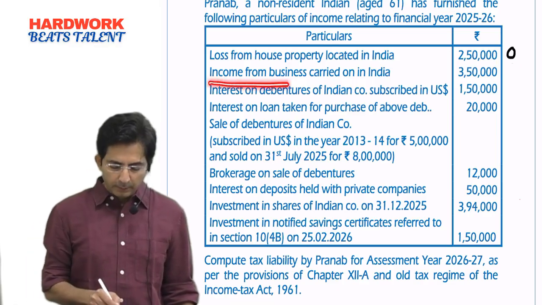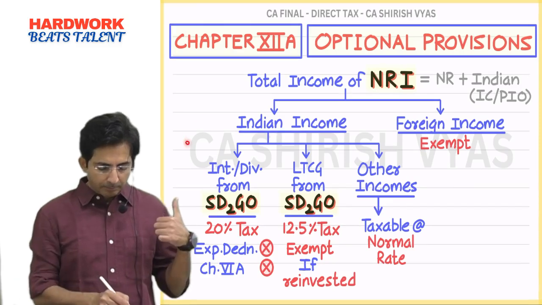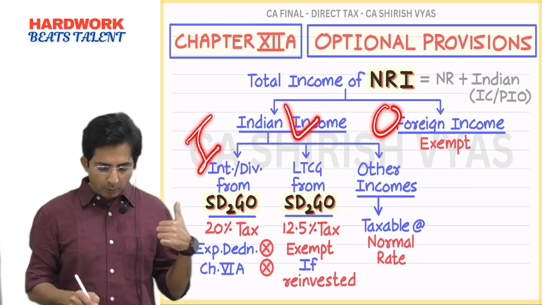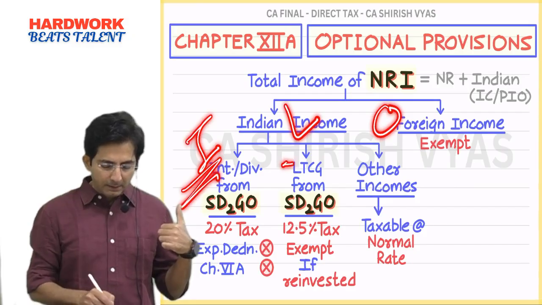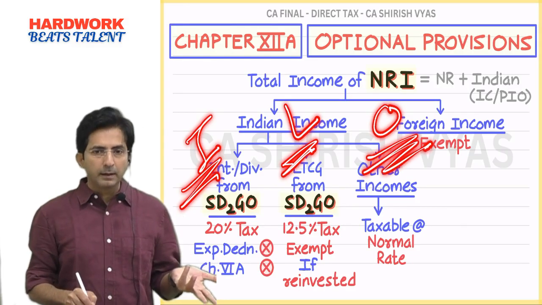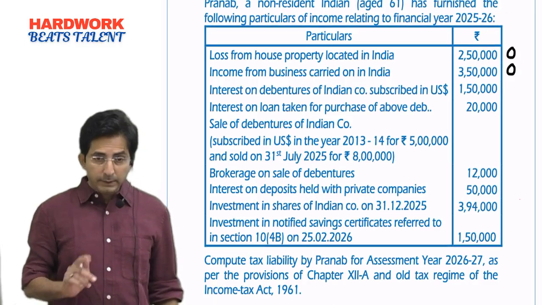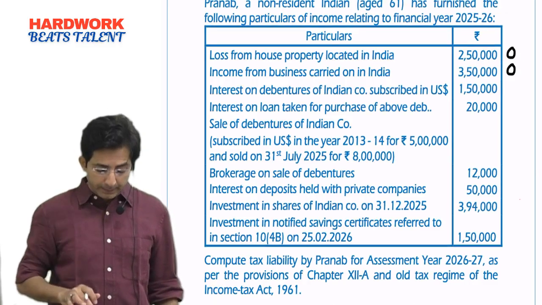Then we have got income from business carried on in India. Tell me, this is which category? I, L or O? See, I and L is only for SADGO income, no? So business income is general other income. So what will I mark here? O.